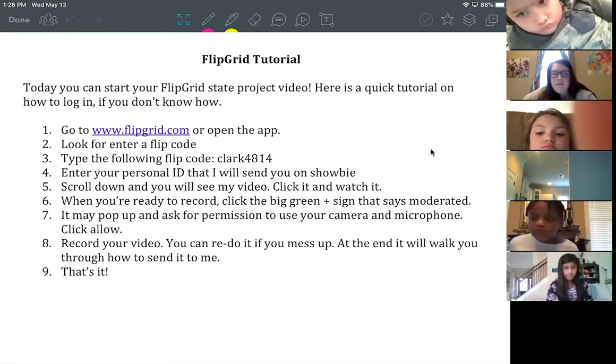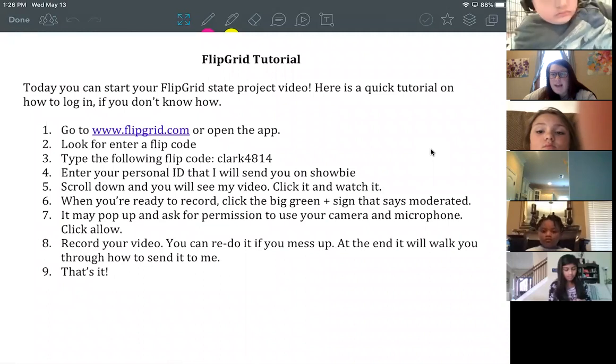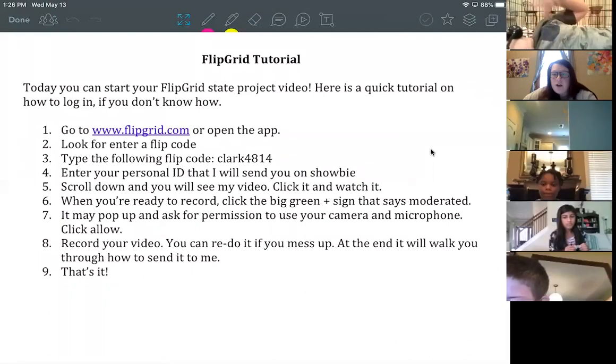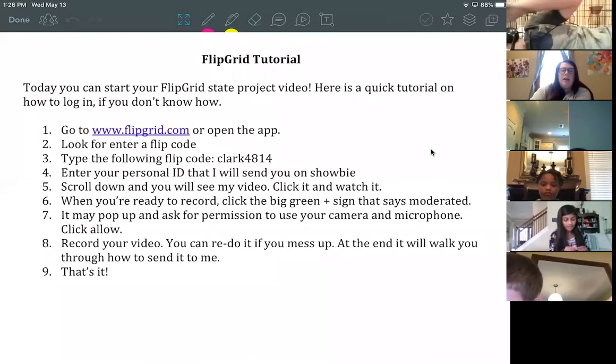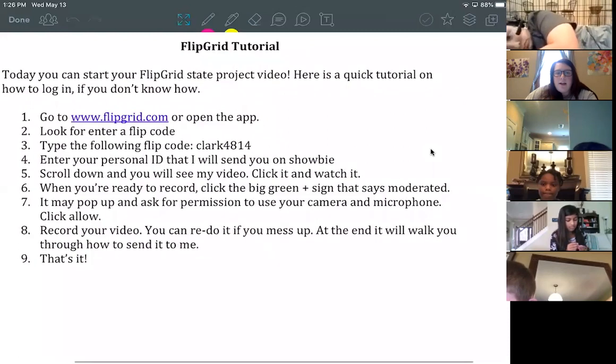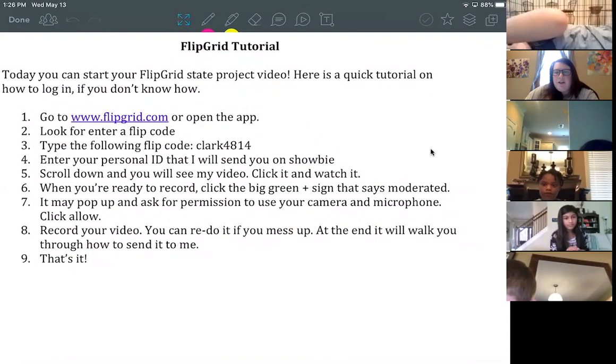Then it's going to ask you for your personal ID. That's the one I texted you on Shobi Sunday night. If you put in your personal ID first, it's not going to work. So if my personal ID was Clark 1 and I put that in, it's not going to take me to anything because that's not a FlipGrid. So when you enter, you need to put in Clark 4814 first, then you put in your personal ID. If you scroll down, you'll see the video I made.